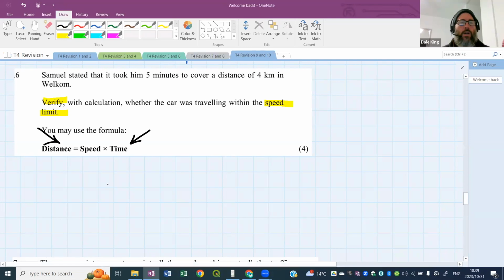So let's just write T for time. Before I put it in, what is the time? 5 minutes. And the distance that we have to put in is going to be 4 kilometers. Now, are these numbers ready to go into this formula?